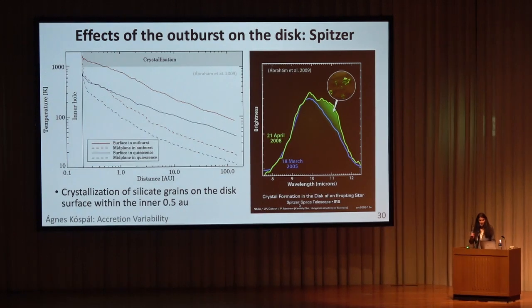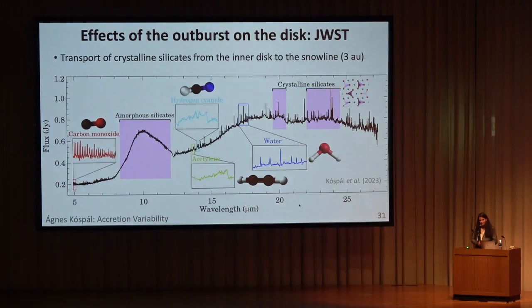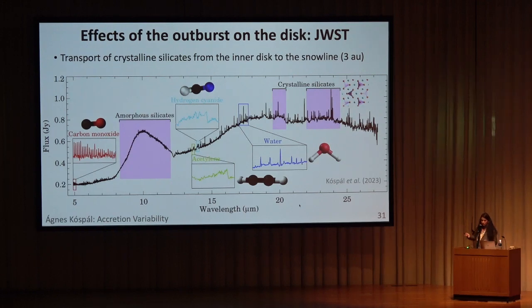So we were very curious what this system would look like now, 15 years after the large outburst. And this is what we had a look at with the JWST. You can see that the 10-micron silicate feature is completely amorphous now, but there are still visible crystalline features at longer wavelengths. So this means that the crystals that were formed in the 2008 outburst started moving away from the star to more far away, colder disk regions.